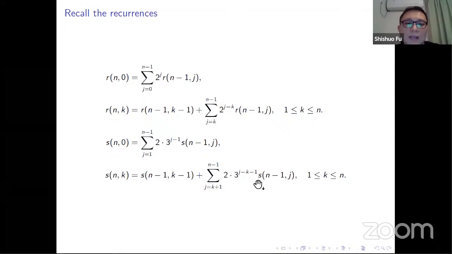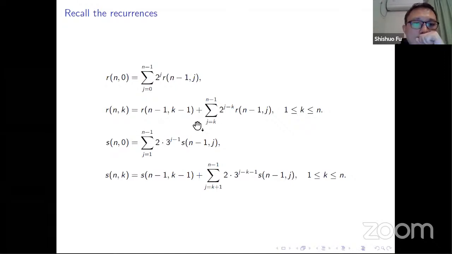What are they doing combinatorially? That means they are giving you some not one-to-one map. It's like a 1 to 2 to the j minus k copies map, right? So that gives you the basic idea.